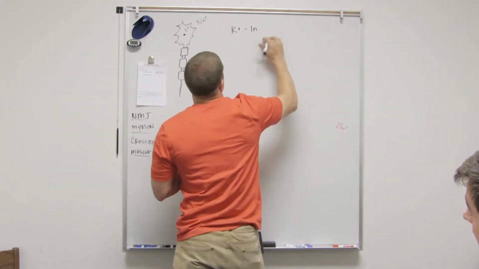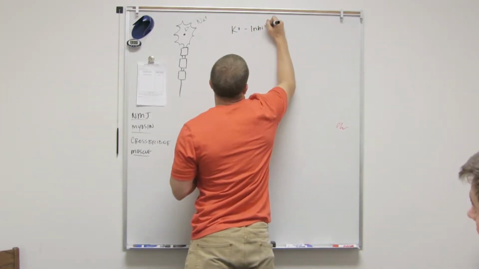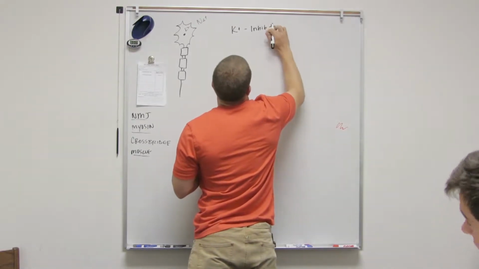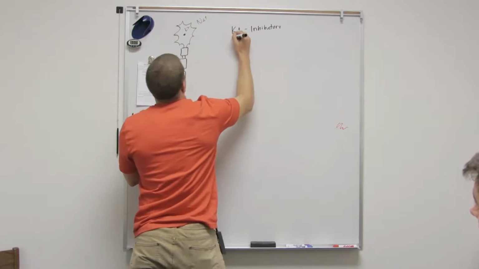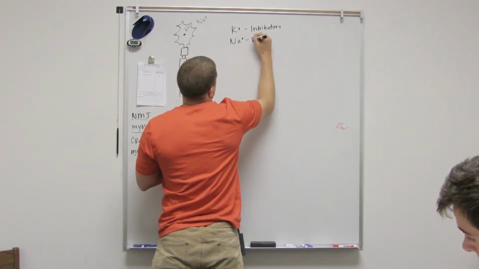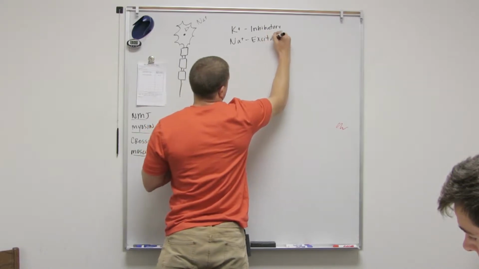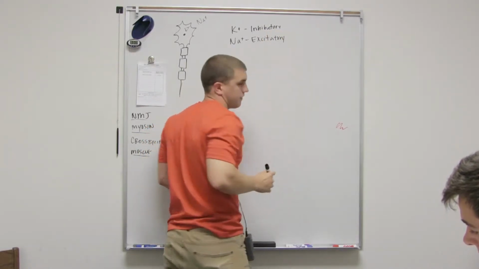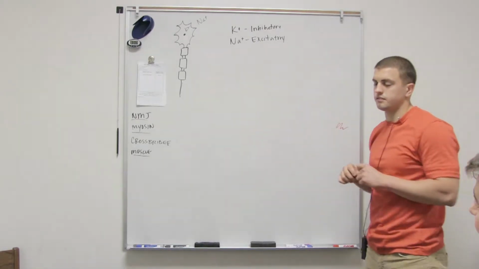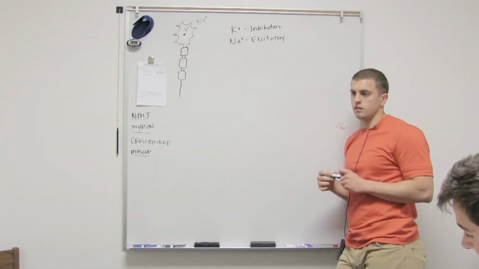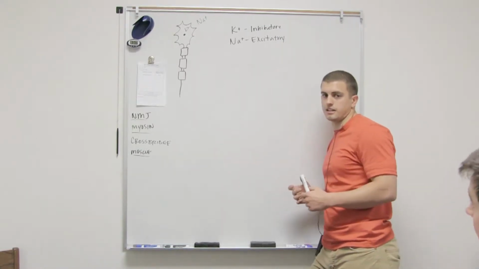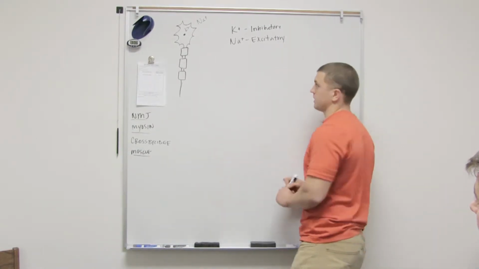So when we see potassium going into the cell, we can say it's inhibitory, right? And I totally spelled that wrong. We'll just go with it. And when we see sodium going into the cell, it's going to be excitatory. Why is that? When sodium goes into the cell, it depolarizes the cell, right? We're still talking action potentials. This is still action potentials.